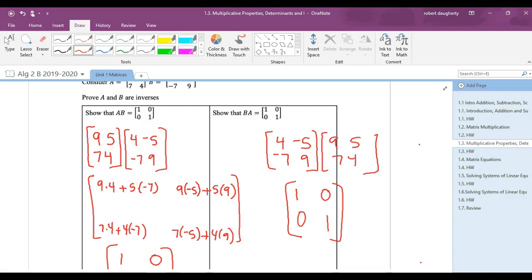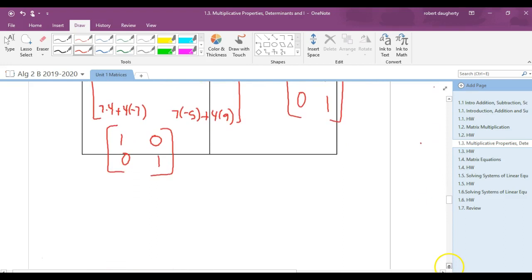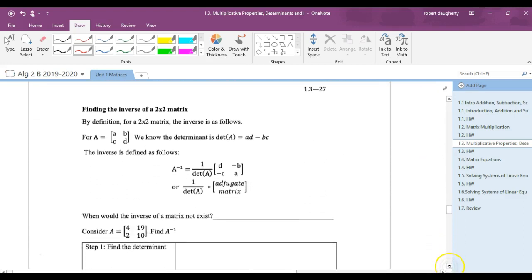Questions over that? Now, what we've got to figure out is how do we determine an inverse? Because that's going to help us solve some of the problems. So we have a formula for 2 by 2 matrices. If you have a 2 by 2 matrix, we know the determinant is going to be AD minus BC. The inverse of a 2 by 2 matrix is 1 over the determinant times, there's a special name for this matrix, called the adjugate matrix or the adjoint matrix.